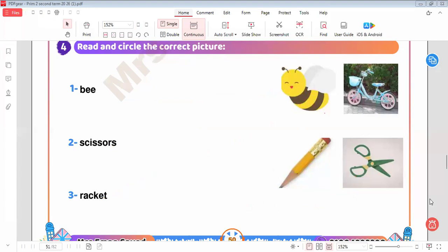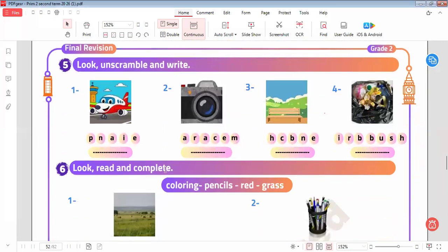Let's go to another one. Here we have what is this? Plane. This is called plane. So I write it here, plane. We have a misprint here. If I know the word, I can write it the correct way. It will be L, not I. So it will be plane. Next it will be camera. Then bench, and rubbish.